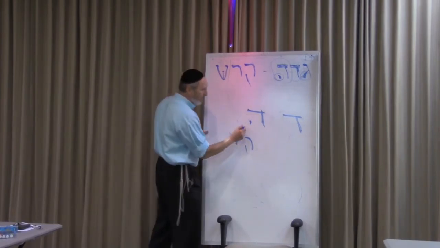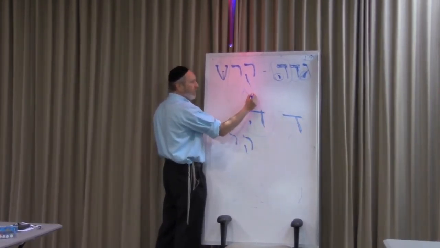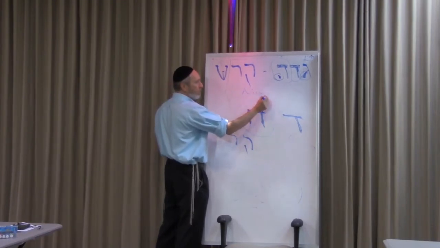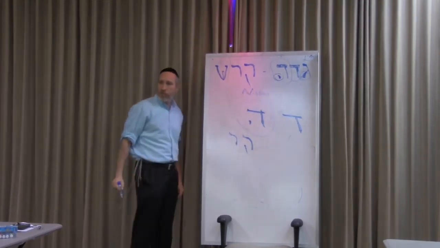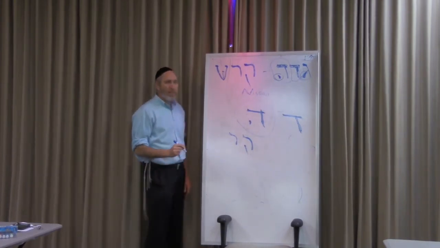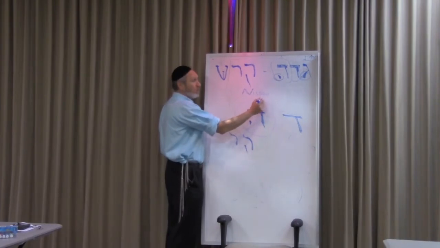The letter Hey lines up with the month of Nisan. What happens in Nisan? Anyone know? Exodus. Right. This is the story of Passover. We become a Jewish nation. And you know what tribe it lines up with? We did it last week, so it's a continuation. It lines up with the tribe of Yehuda.